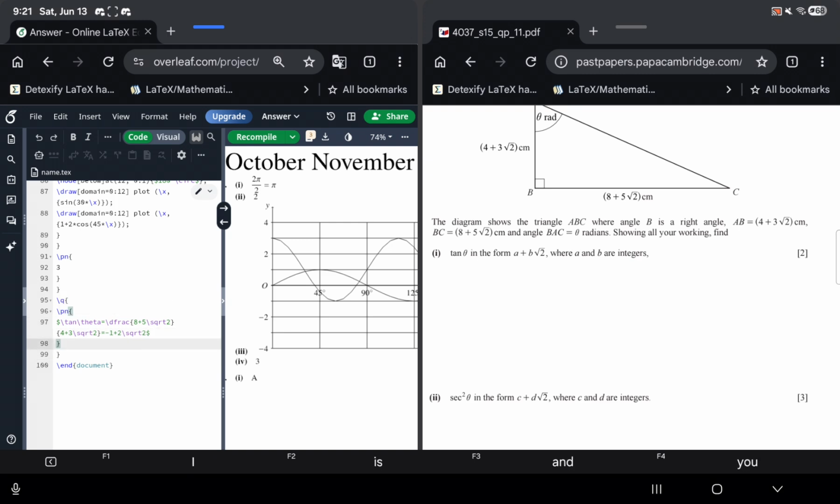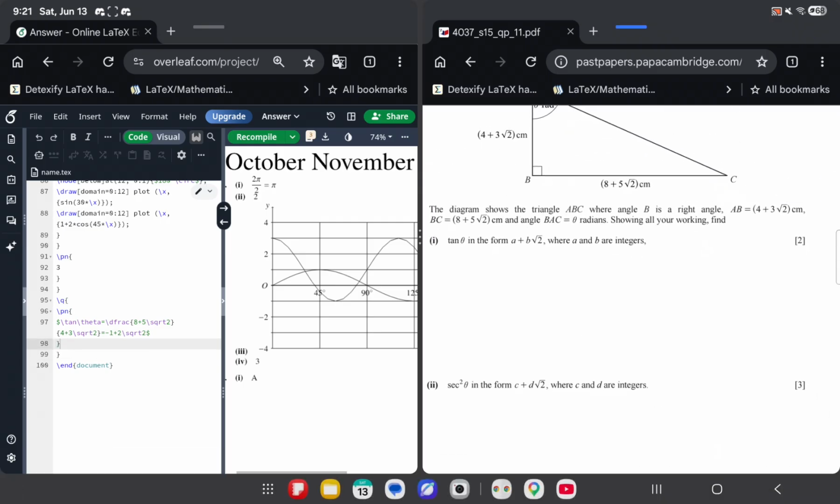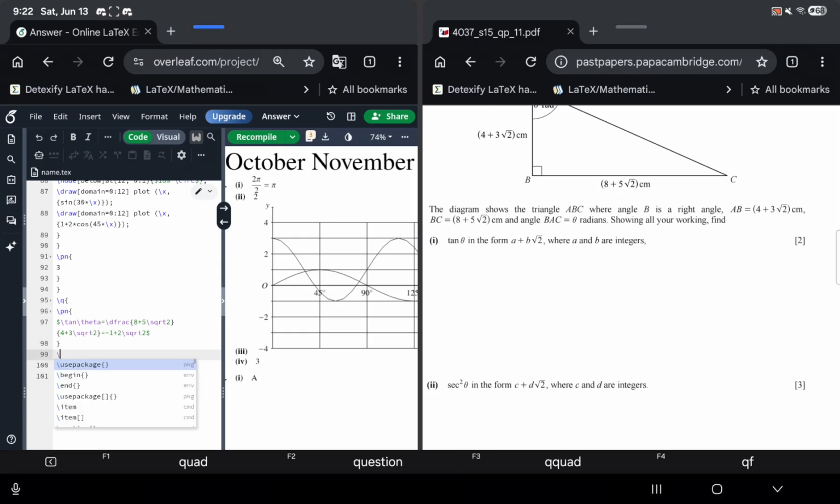Okay, thank God we mathematicians are so lazy to include quality of life features. Secant squared in the form of this. And now if we differentiate tangent, no, this is not it, we need to derive it. So we know cosine is equal to something. So let's see, cosine of theta is equal to adjacent over hypotenuse.